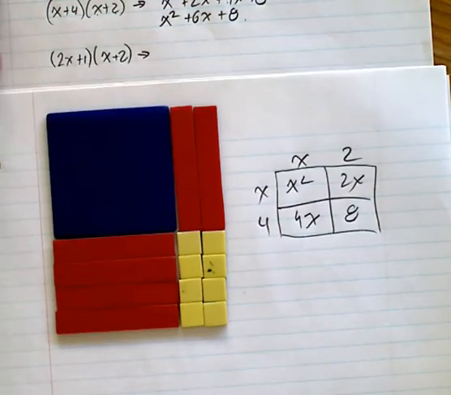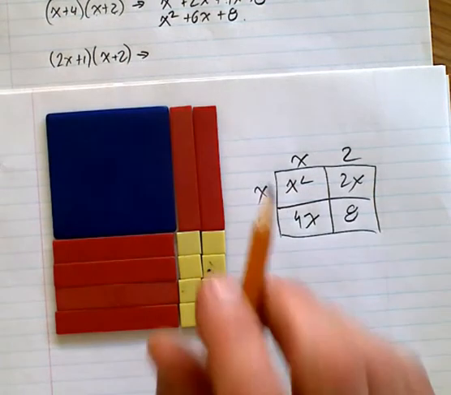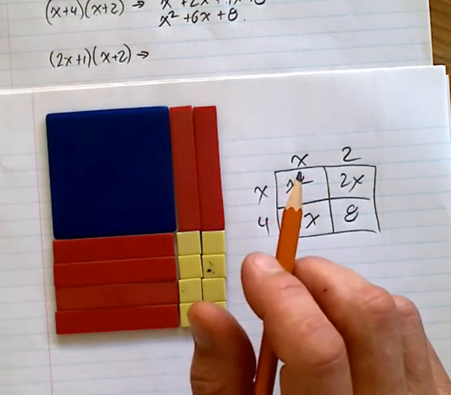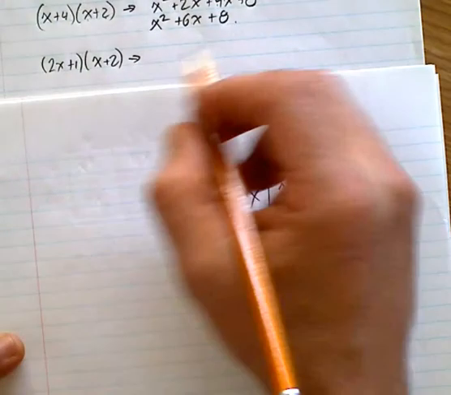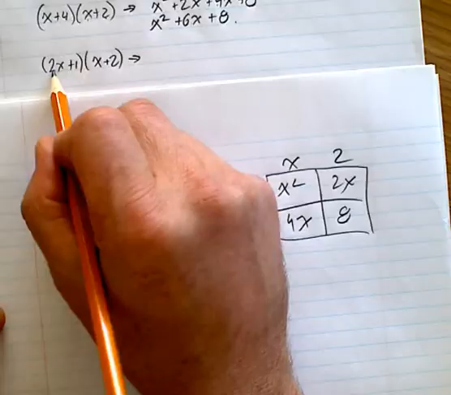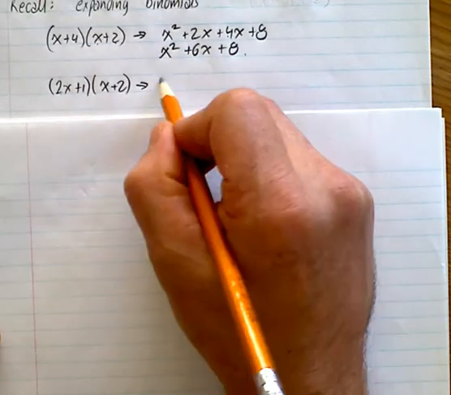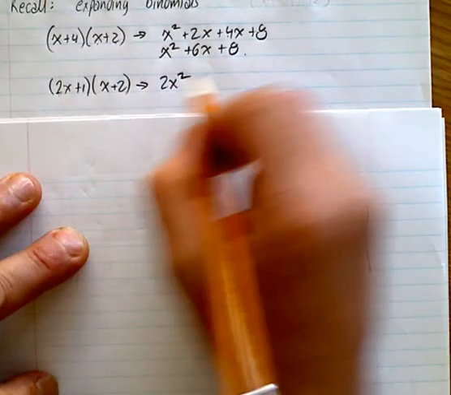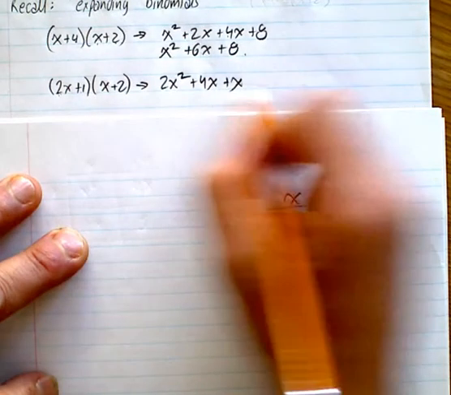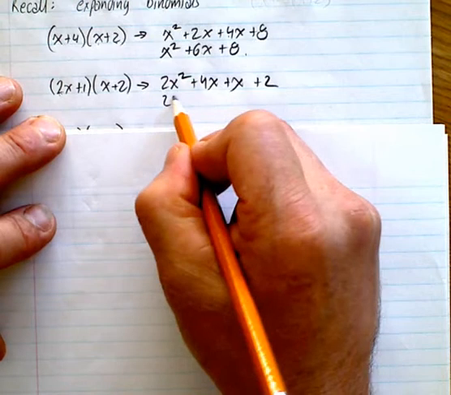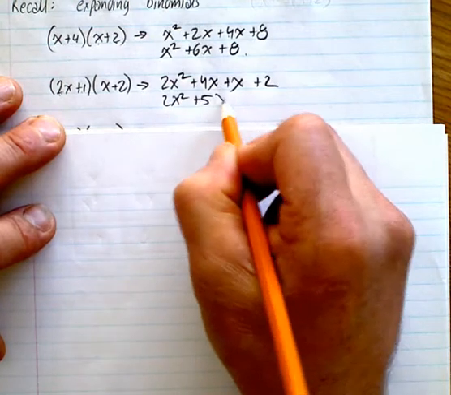Here's a different one, 2x plus 1, and then x plus 2. So if we're going to FOIL this out, give it a shot. 2x times x is 2x squared. 2x times 2 is 4x. 1 times x is x. 1 times 2 is 2. If we simplify it, we have 2x squared. That gives us 5x, and we have a plus 2.